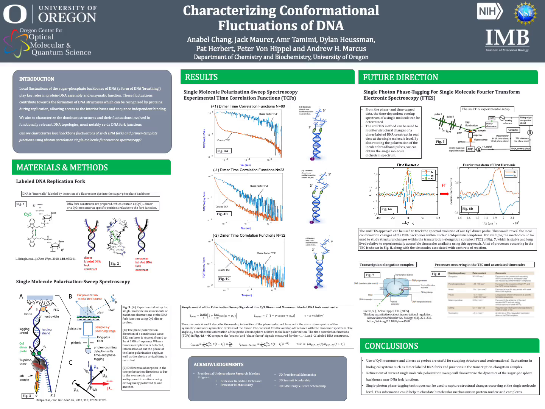So to do our experiments, we have to label our DNA, and the DNA is internally labeled, which means that a fluorescent dye is inserted into the sugar phosphate backbone, as you can see in Figure 1 under Materials and Methods. And we label the DNA at specific positions relative to the fork junction with either a Cy3 dimer or monomer, like Figure 2. And a fluorescent dye, like the Cy3 that we use, gets excited by a certain light and re-emits that light as fluorescence. And in our experiments, we track that emitted fluorescence.